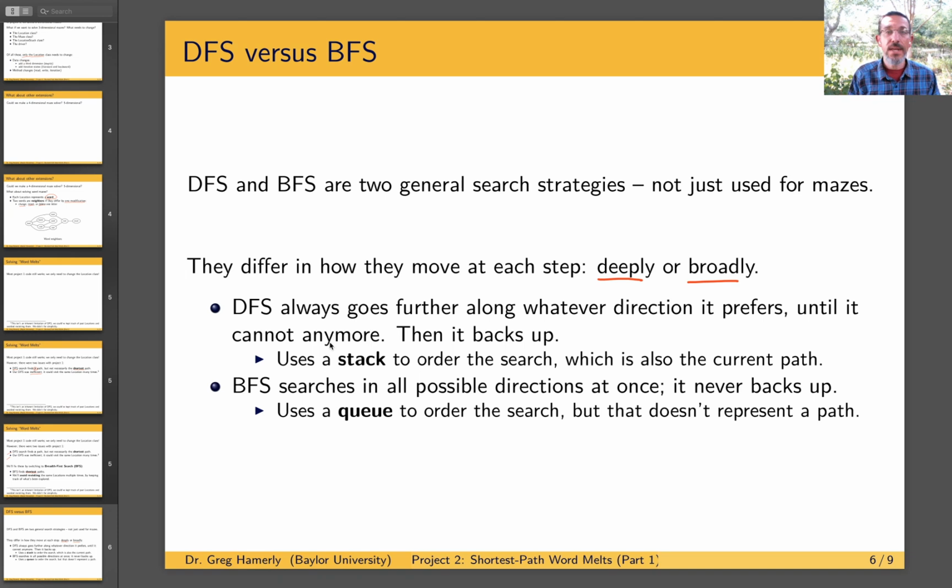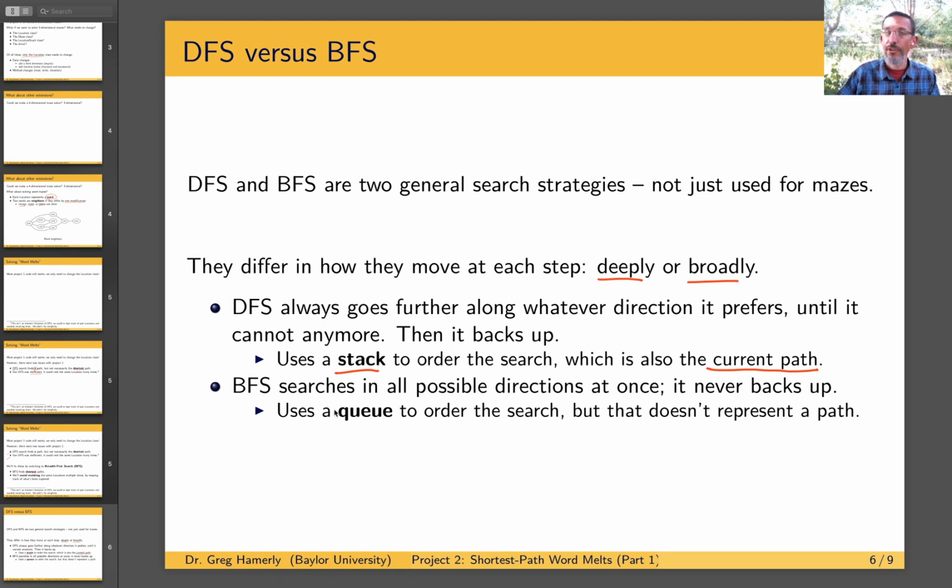And if it gets stuck, then it backs up, and it backs up by removing things from the search stack. And of course, we used a stack to order the search, and that stack also happened to be the current path. So whatever was on the stack was exactly the sequence of locations that we visited from the start to our current location in Project One. And that's the general rule for depth first search: that stack usually represents all the positions that we've been on our search from the start to here.